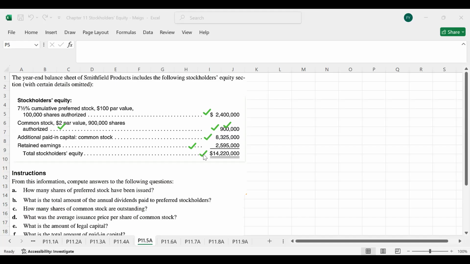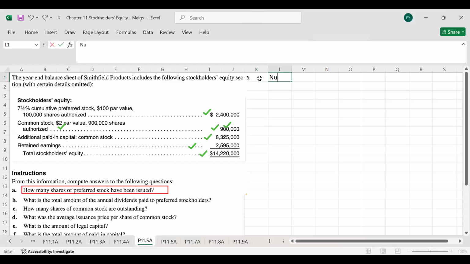The total authorized number of shares, whether it is a preferred stock or a common stock, is given, but the total issued capital or issued number of shares are not given. So the first requirement is about how many preferred shares have been issued. So preferred shares are required. In number one requirement, we will have to calculate the number of preferred stock issued.